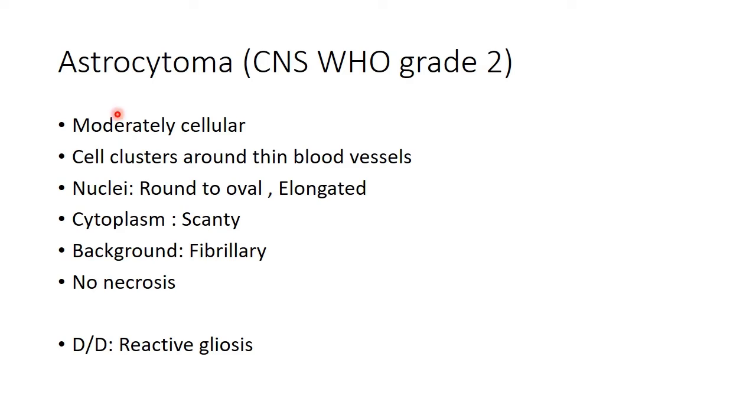Now coming to astrocytoma CNS WHO grade 2, in case of a grade 2 astrocytoma, unlike a grade 1 astrocytoma, this is moderately cellular. Cell clusters are more commonly seen around thin-walled blood vessels. Cells are often round to oval and elongated, giving it an astrocytic look. Cytoplasm is somewhat scanty and background looks fibrillary. And the DD is a reactive gliosis.